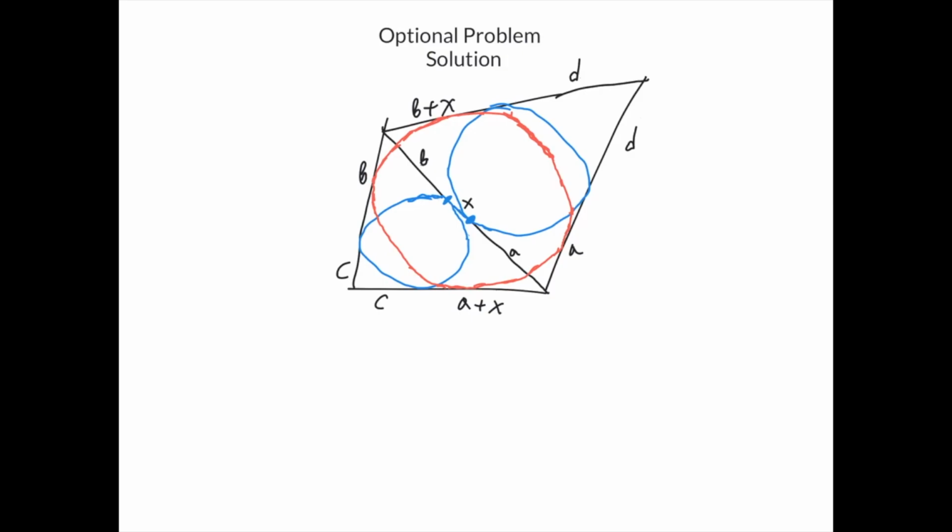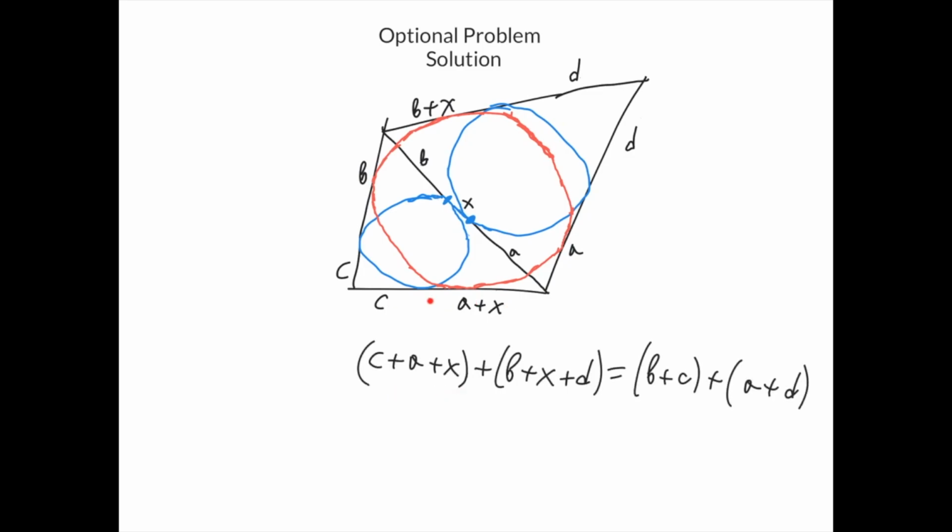Now we have that there exists a circle, the red circle, that touches all four sides of the quadrilateral, and therefore we know that the sum of one of the pairs of opposite sides, this one and this one, equals the sum of the other pair of opposite sides, this side and this side. And therefore, C plus A plus X, which is this side, plus B plus X plus D, which is this side, equals B plus C, which is this side, plus A plus D, which is this side. And now we can cancel out some of the terms. The B cancels out, the C cancels out, the A cancels out, and the D cancels out. What doesn't cancel out is this X and this X. And so we get 2x equals 0 or x equals 0 as desired.